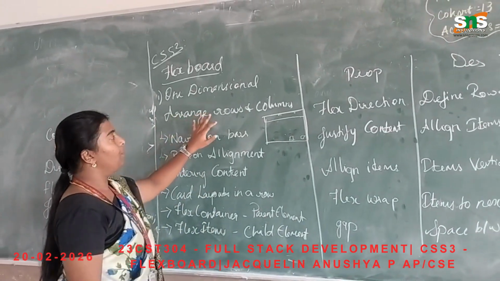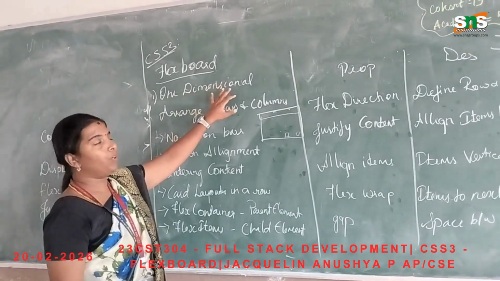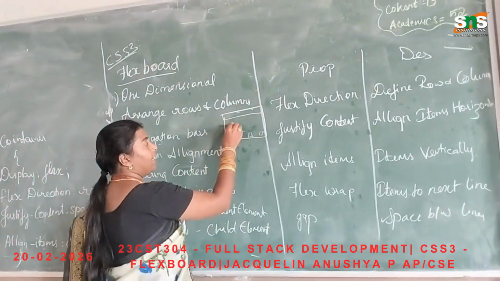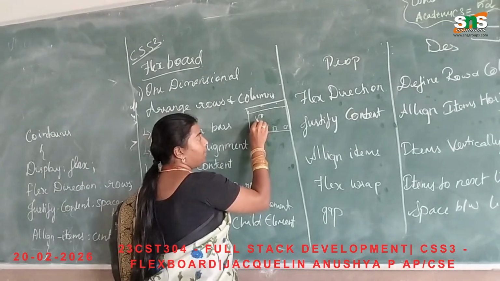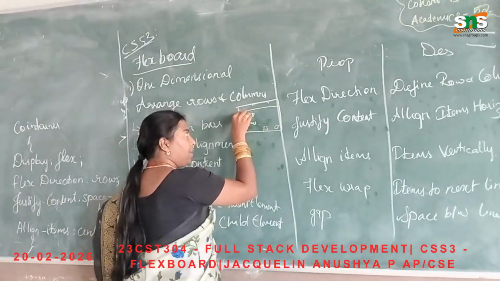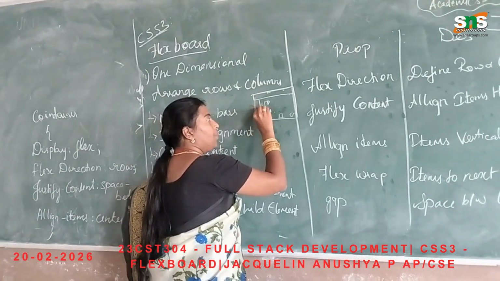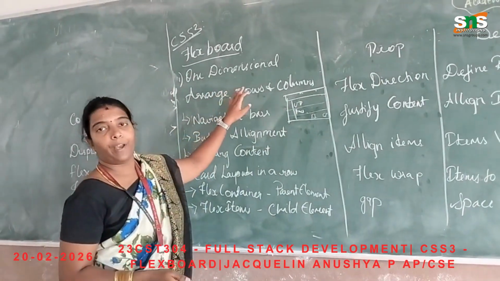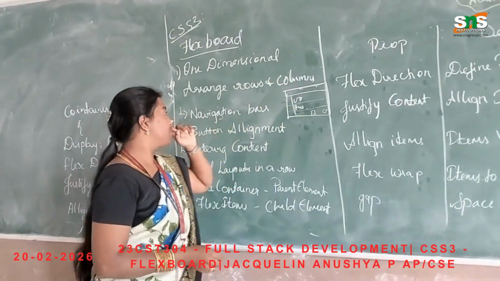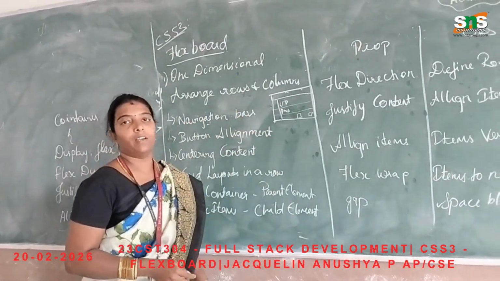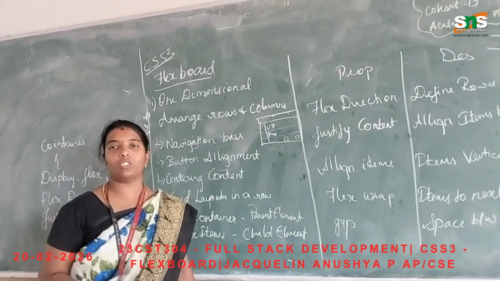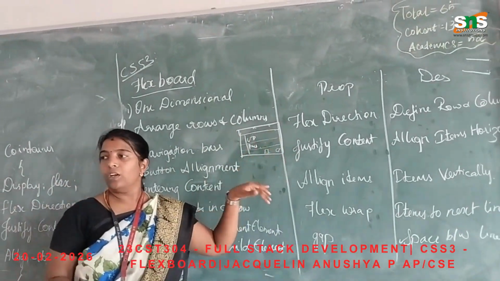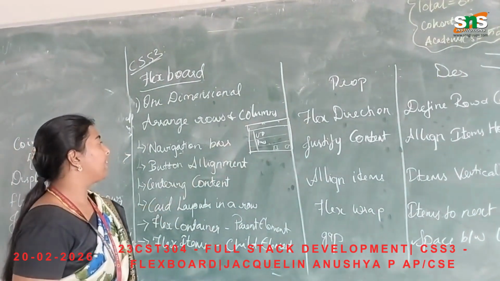First, in this one-dimensional layout, I am arranging my rows and columns. You see my user ID and the password will be in the same row and only the columns will differ. In this way it is used to arrange rows and columns. Next is your navigation bar. If we click www.gmail.com, it directly moves on to the Gmail web page where you can log in.